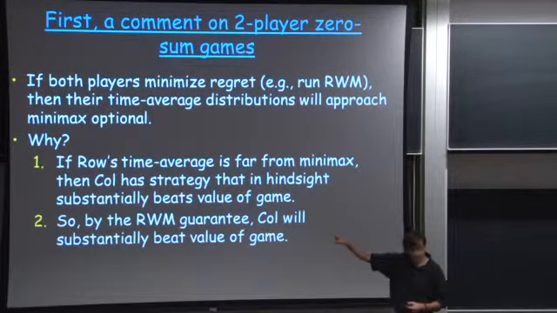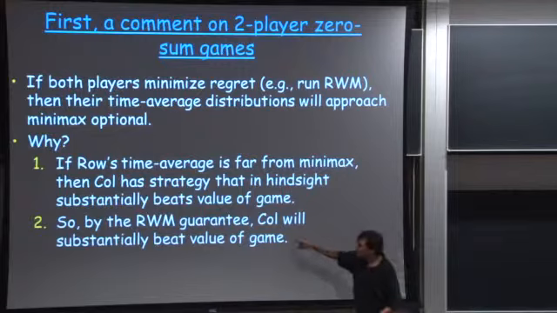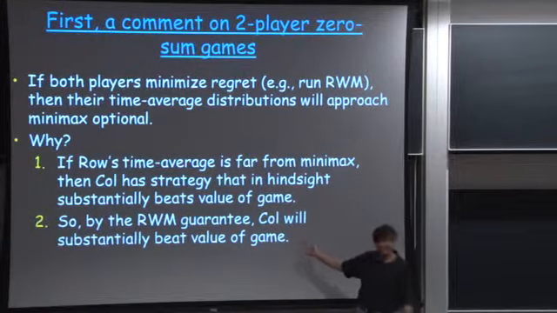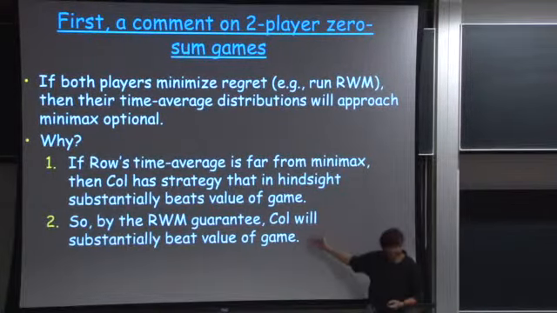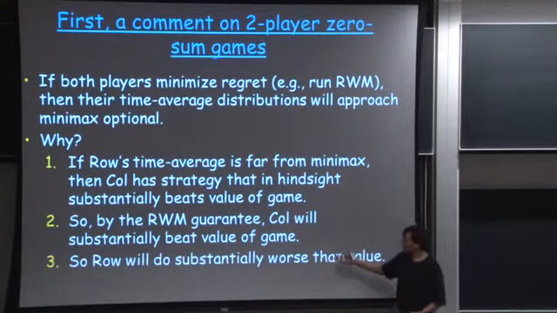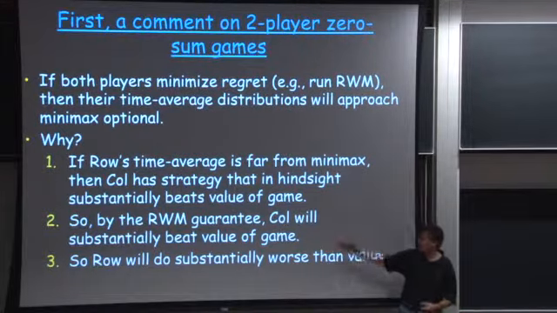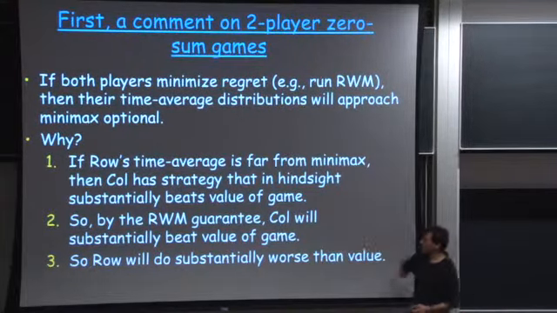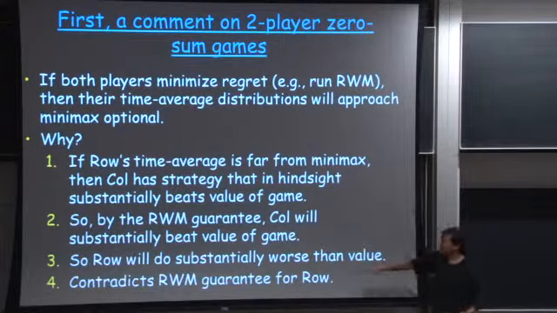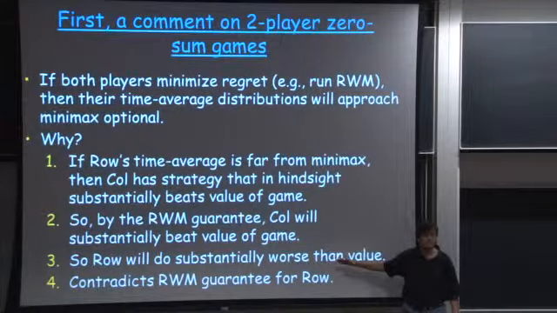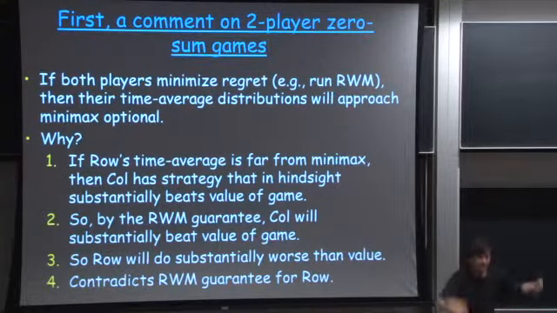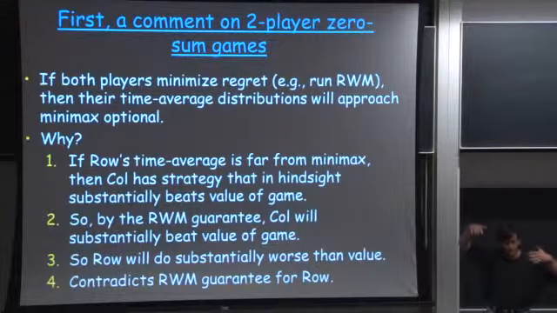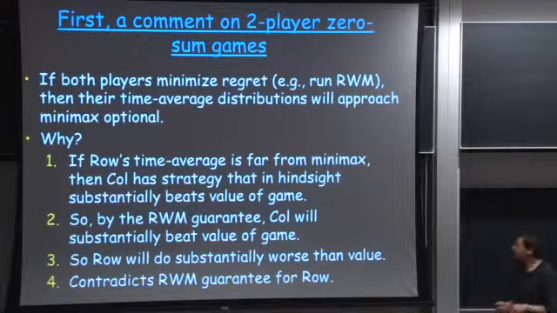And that means, because of the column player's regret guarantee, it must actually have substantially beat the value of the game. If it didn't do that, it wouldn't be doing nearly as well as its best column in hindsight. Because it's a zero-sum game, that means row must be doing substantially worse than the value of the game: if the column player is doing well, the row player is doing badly. And that contradicts the guarantee we have for the row player. So you see how that works? If you play two regret minimizing strategies against each other, their time average plays have to approach minimax optimal.